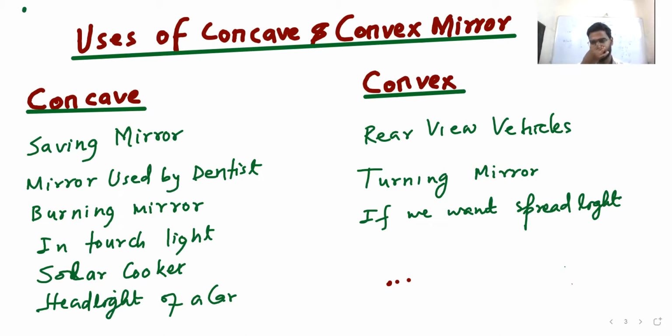Turning mirrors, you might have seen in shopping malls and on roads where there is a junction or signal. From 2 or 3 different sides we can see in a mirror who is coming from the left side, from the right side, and from behind. So we can use a convex mirror for that.